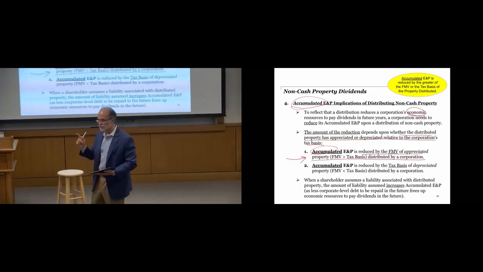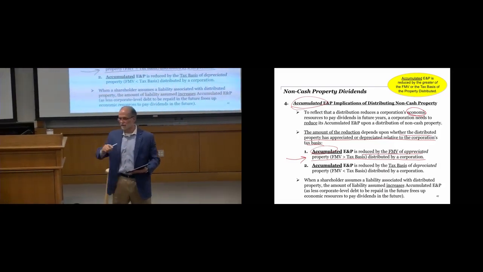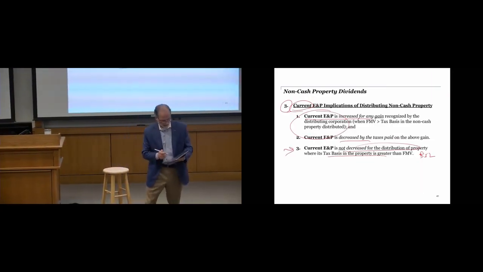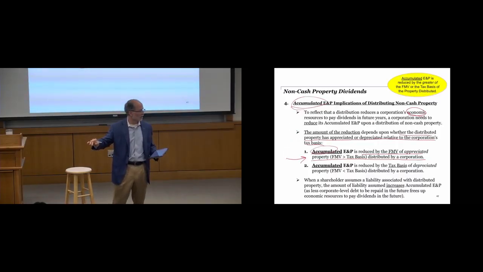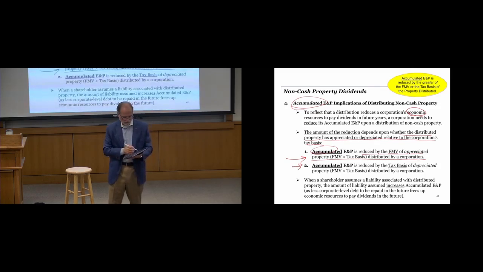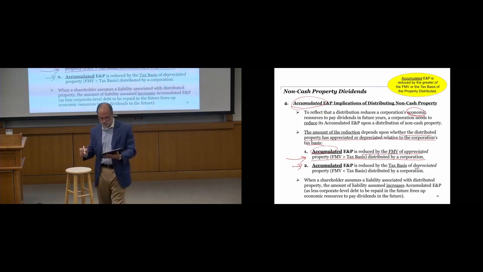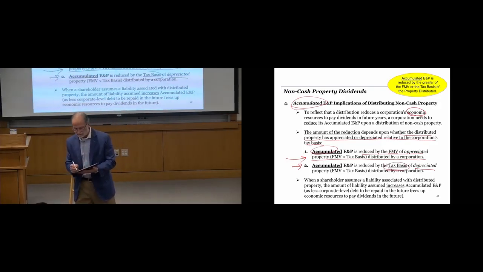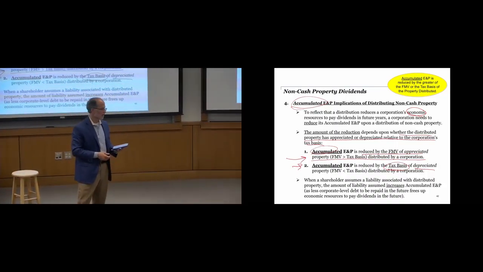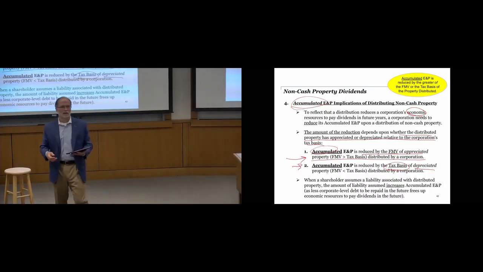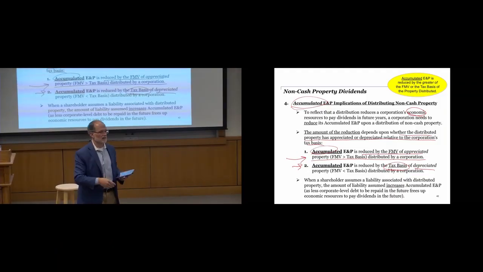That helps you when you think about loss property. Because when I look at current E and P, we just talked about, I didn't recognize it, so I don't reduce E and P for the current loss. My accumulated E and P on the distribution of depreciated property is reduced by the tax basis, is the amount that I reduced my current E and P. That one is not as intuitive.